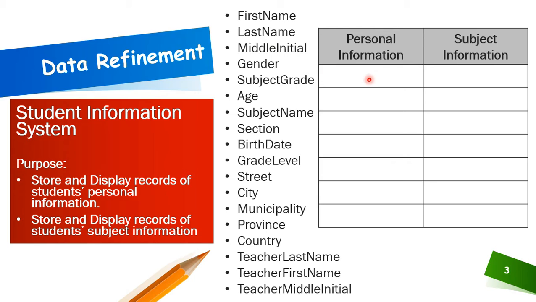Okay, it should pertain to this table. For example, the first name, does it pertain to the personal information? Of course, yes. How about the subject grade? Does it pertain to the personal information? Of course not. Subject grade pertains to the subject information. How about the teacher's last name? Is that personal information of the student? Of course not. That is subject information.